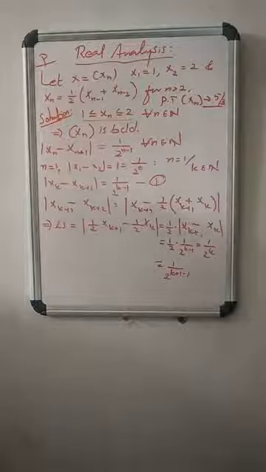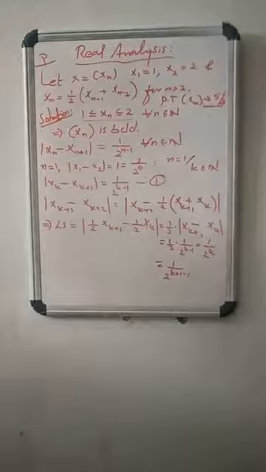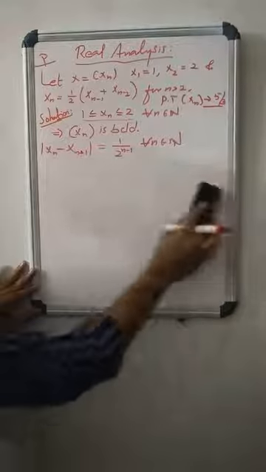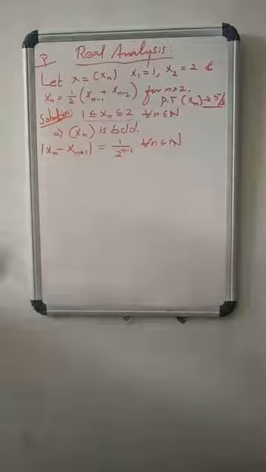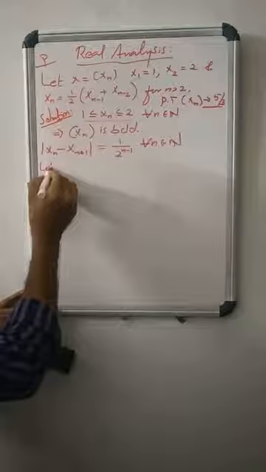So by induction we have modulus of x_n minus x_{n+1} equals 1 by 2 power n minus 1 for all n in N. So the second task is also over. First we proved that the sequence x_n is bounded. Secondly we proved modulus of x_n minus x_{n+1} is 1 by 2 power n minus 1 for all n in N. Now let m be greater than n.